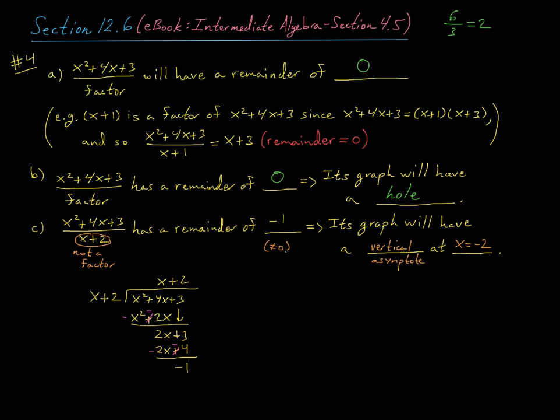Okay, so the remainder there is -1, and as we've already noted, that's going to say that our function here will have a vertical asymptote at x equals -2. All right, well, that's going to do it for this question and for section 12.6. Thanks.